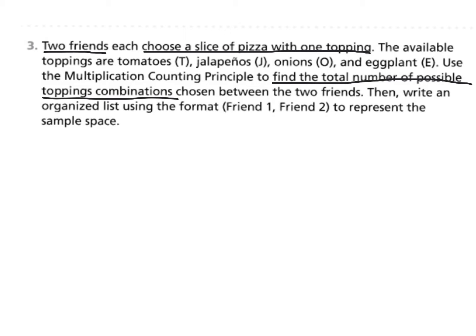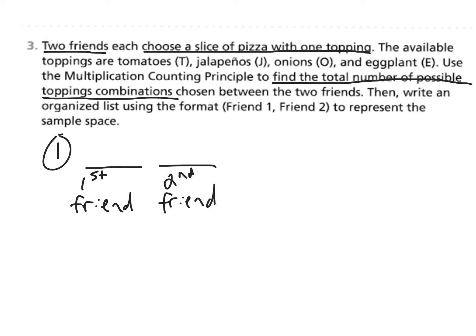Okay, so one thing we're doing is finding the total combinations. So if you think about this, we have the first friend, and we have the second friend. I like to draw blanks to be able to keep track of what's going on, and that helps me when I'm doing this multiplication counting principle. So for the first friend, we're just going to look at the different options they have.